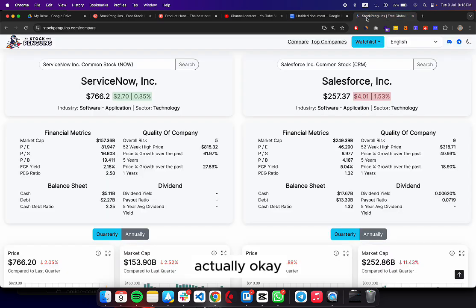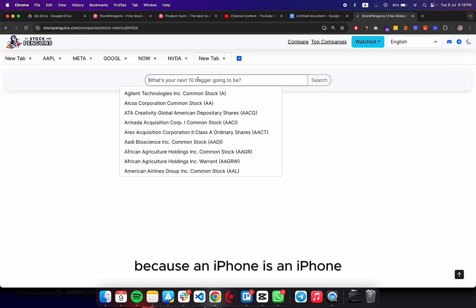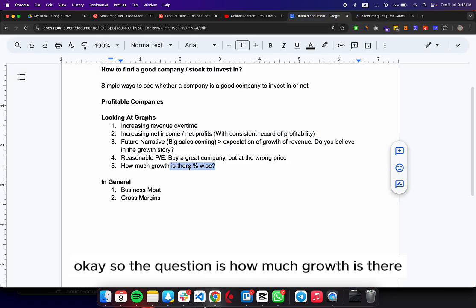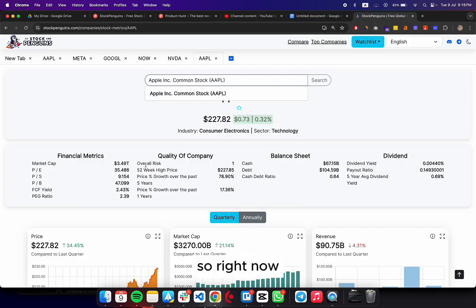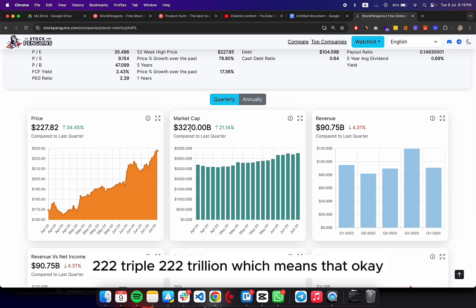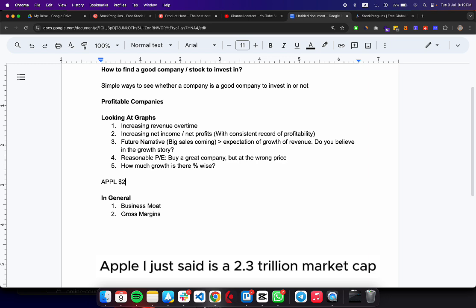And then lastly, you want to ask yourself, how much growth is there actually? We'll give an example of Apple, because Apple is a business that a lot of people understand, because an iPhone is an iPhone. So the question is, how much growth is there? Right now, Apple is trading at a 3.2 trillion market cap. Okay, 3.2 trillion, which means, Apple I just said is a 2.3 trillion market cap.